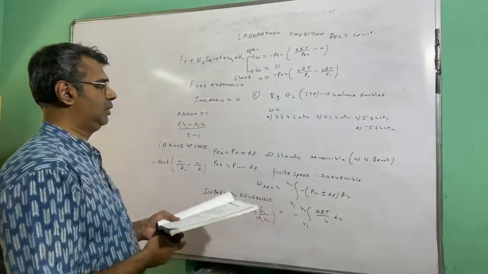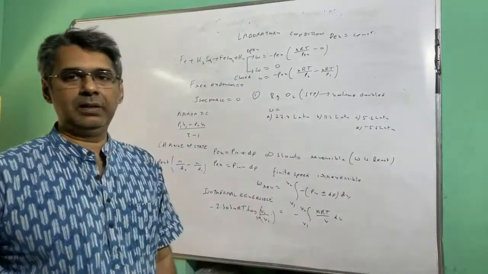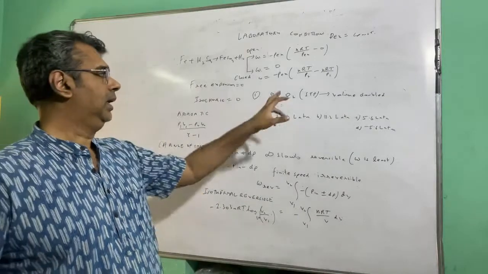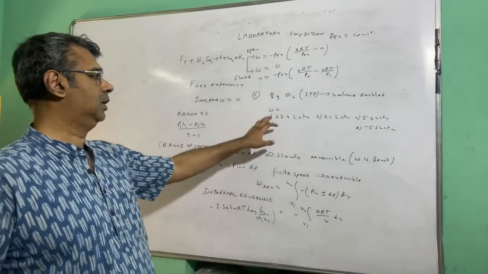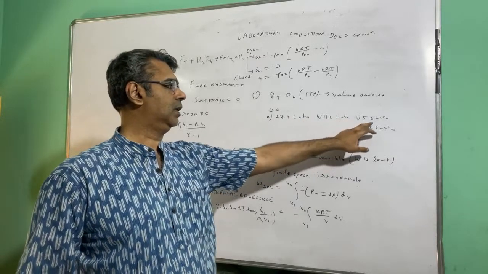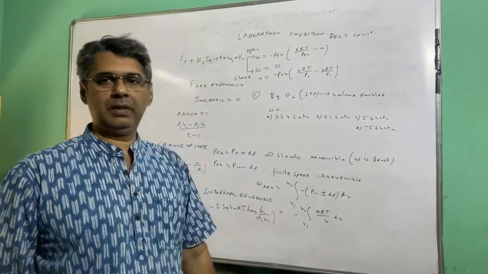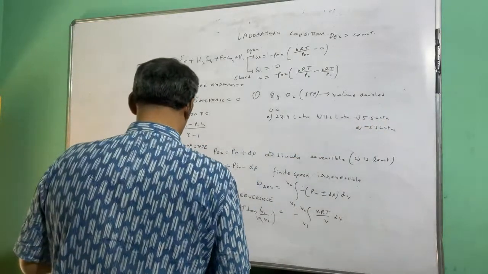Okay, the first question is that 8 grams of oxygen at STP is expanded to double the volume. What is the work done? Options are 22.4 liter atmosphere, 11.2 liter atmosphere, 5.6 liter atmosphere, minus 5.6 liter atmosphere. This is question number 1.